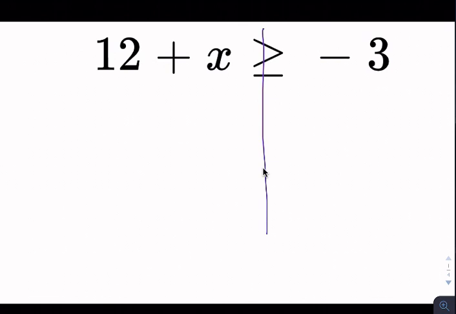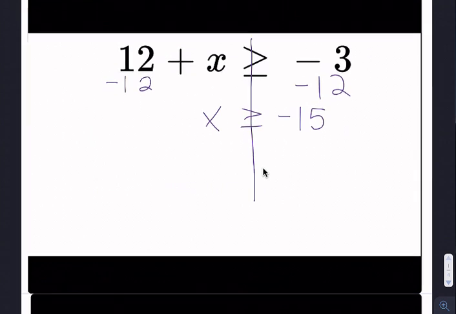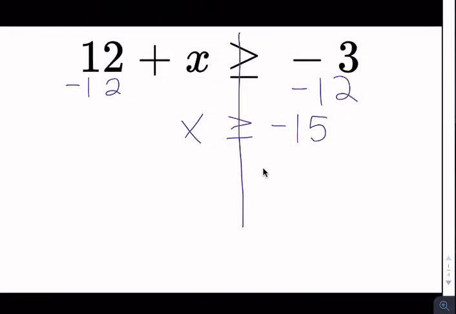So I have positive 12 and a positive x on the left side, and I have negative 3 on the other. So I want to get rid of that positive 12. In order to do that, I'm going to subtract 12 from each side. On this side, I'm left with x is greater than or equal to, and then 3 negatives and 12 more negatives is 15 negatives. So I'm done. I've solved my equation. The next thing I need to do is graph it.